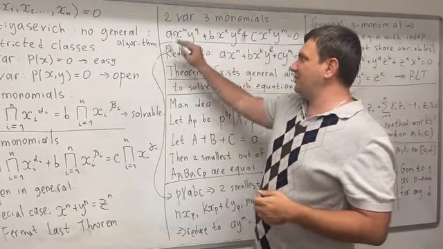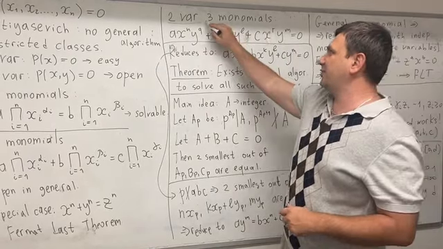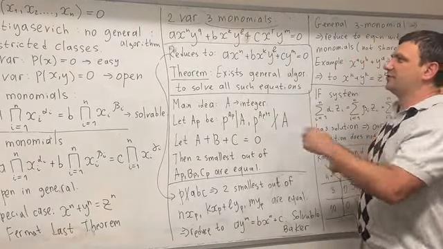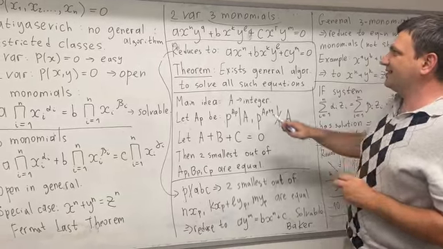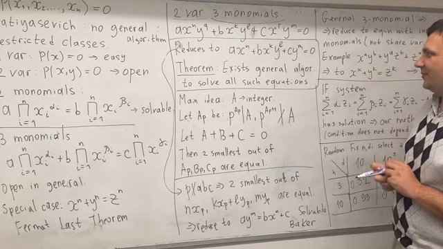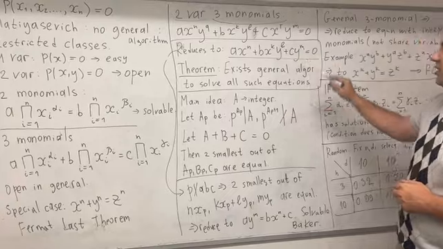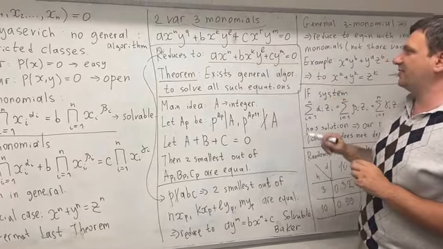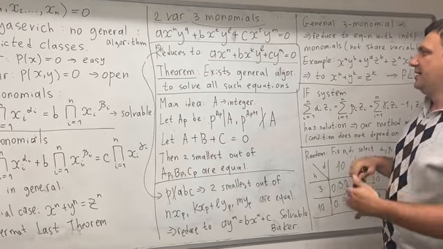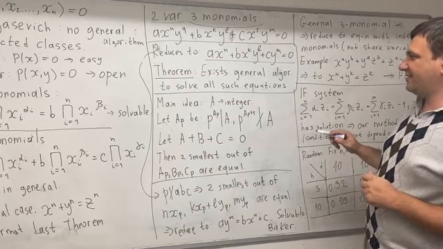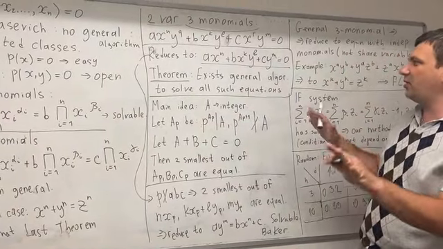In the number of variables, the first open case is two variables. For monomials, the first open case is three monomials. So it's natural to look at the case of two variables and three monomials. In this case, the equation has this form, and after cancelling common factors, it reduces to this form: ax^n plus bx^k y^l equals cy^n. Our first main theorem in this paper is that there exists a general algorithm to solve all equations of this type.